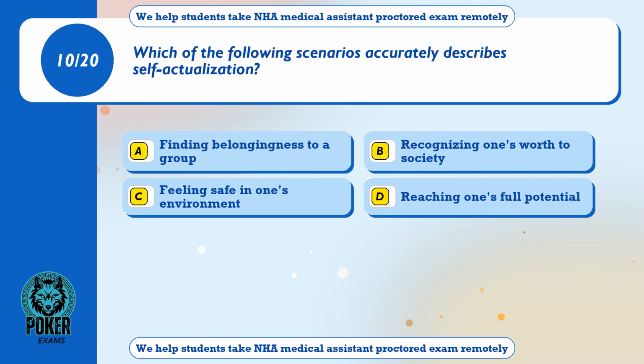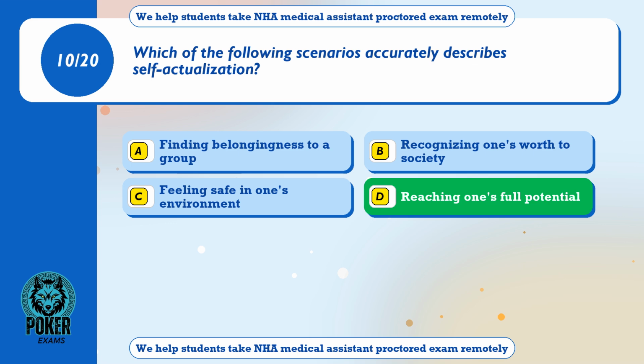Question 10. Which of the following scenarios accurately describes self-actualization? Option A, finding belongingness to a group. Option B, recognizing one's worth to society. Option C, feeling safe in one's environment. Option D, reaching one's full potential. The correct answer is option D, reaching one's full potential.